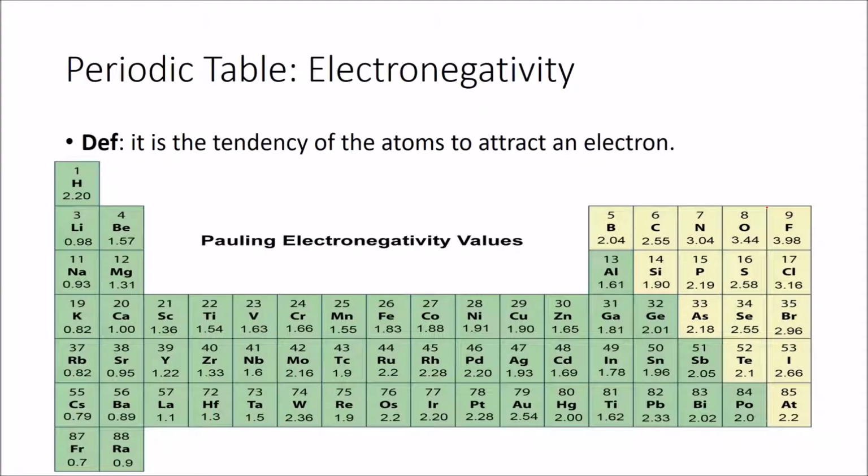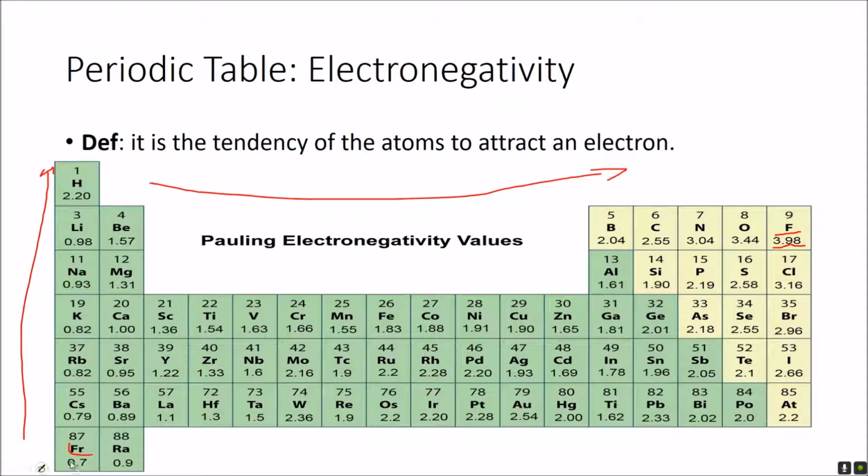The last thing is electronegativity. Electronegativity is the tendency of an atom to attract an electron, and electronegativity increases from left to right and from bottom to top. So the highest electronegativity is fluorine, with 3.98, and the lowest electronegativity is francium, Fr, with 0.7.